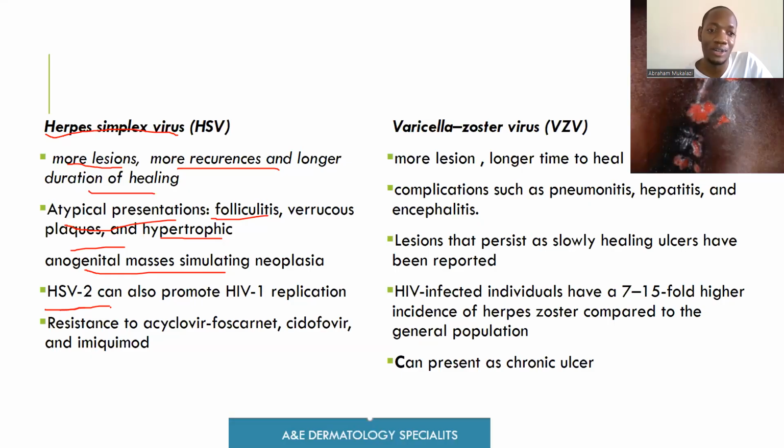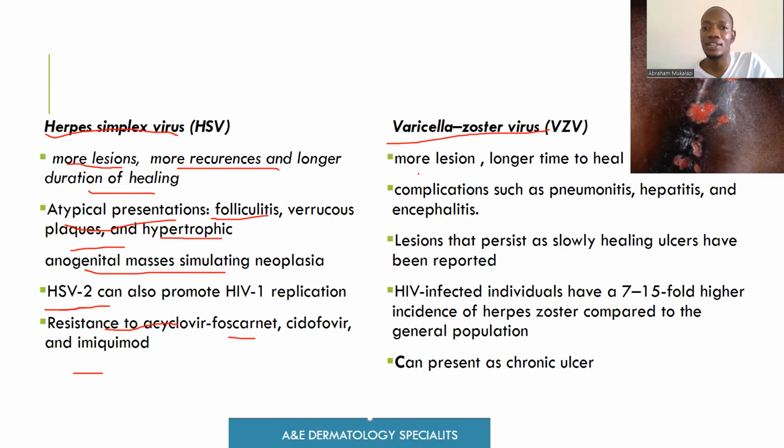And you know, in the tissues that you are recruiting, most of them are HIV infected. So as they're replicating, they make the virus HIV also replicate, making them very, very infectious. So we should treat with acyclovir, but in case there's resistance to acyclovir, you can use drugs like foscarnet, cidofovir, or even imiquimod.